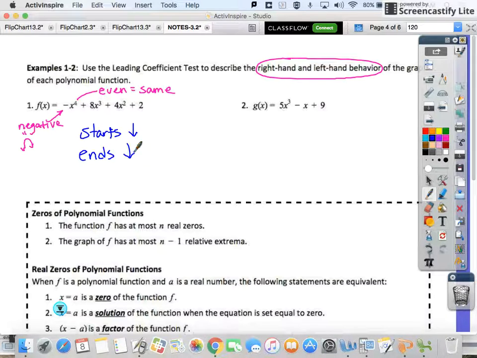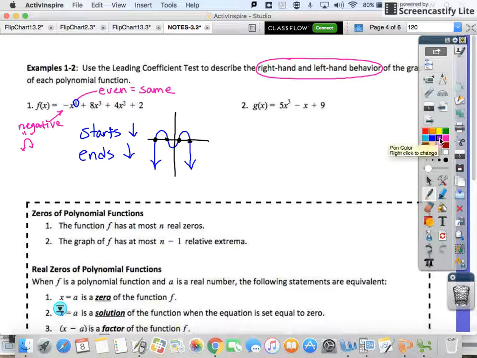Now it has 4 roots because this is a power of 4. So it's going to be something like this, okay? Because it's got to cross 4 times. We don't know exactly what it looks like. We're just kind of describing general behavior. So we've got 1, 2, 3, 4. But it should look something like this because there's 4 solutions and it starts and ends downward.